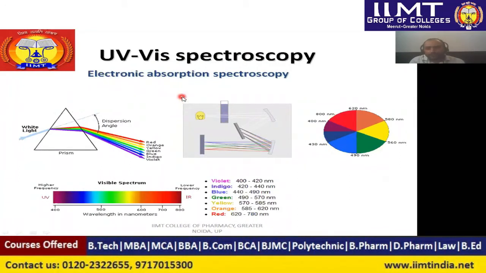Now let me explain the principle of UV visible spectroscopy. This is a prism and this is white light. You must have heard about the phenomenon of Vibgyor. That is in our daily routine, you must have seen the rainbow. The rainbow has 7 colors indicated in the form of Vibgyor: violet, indigo, blue, green, yellow, orange, and red. These 7 colors are arranged in this fashion on the basis of their wavelength, which indicates that violet has the lowest wavelength while red has the highest wavelength.